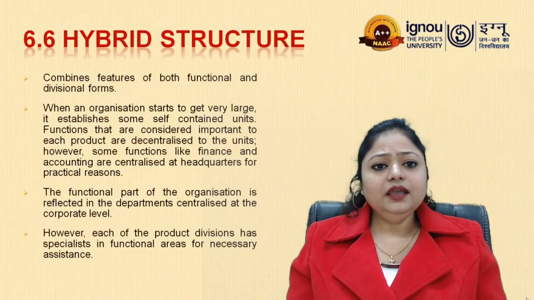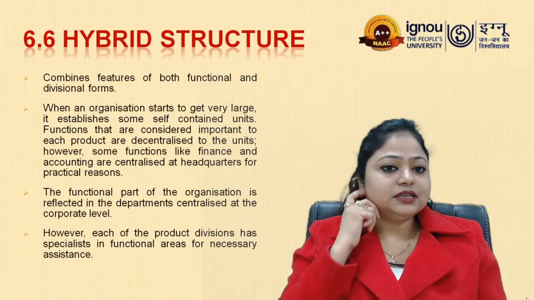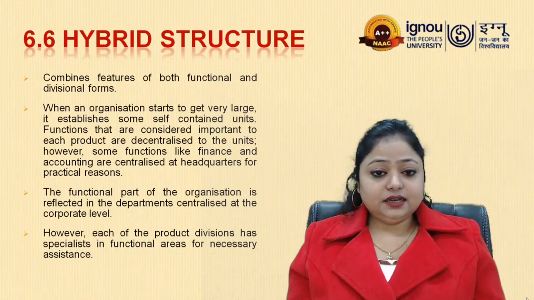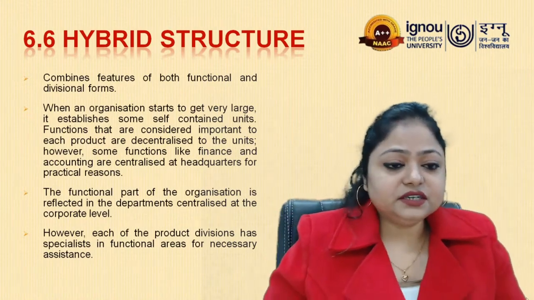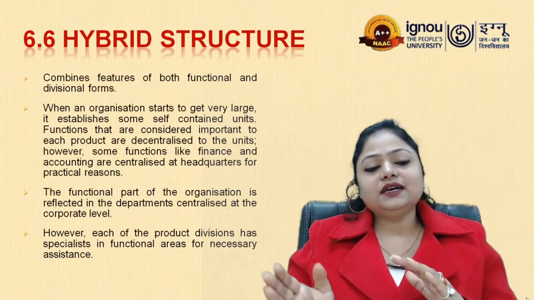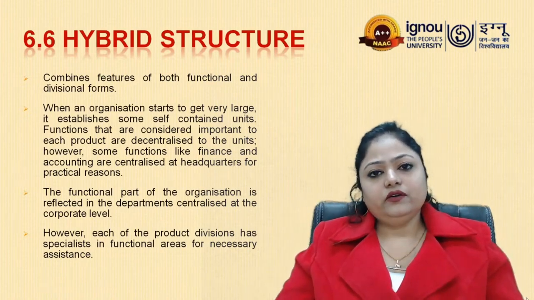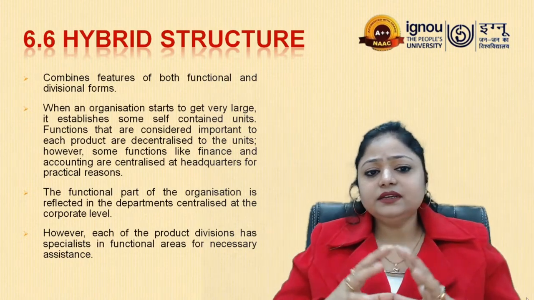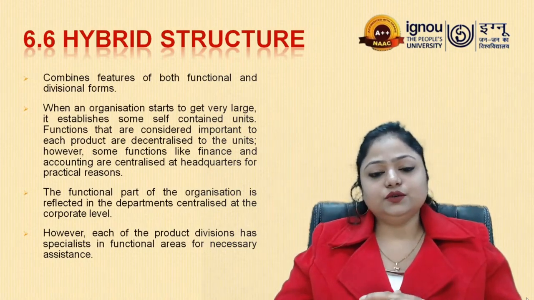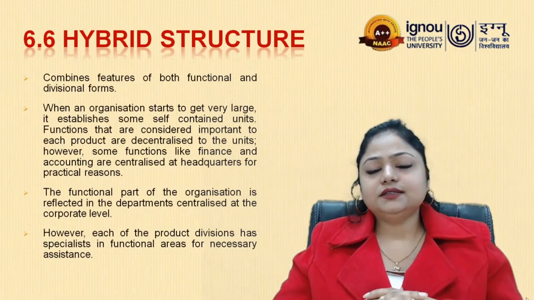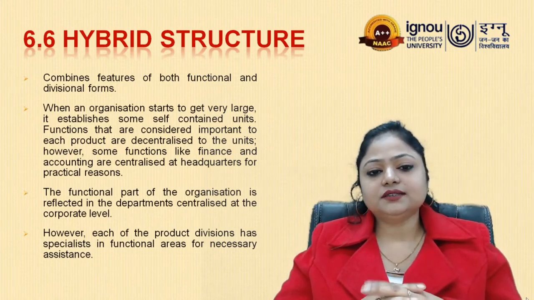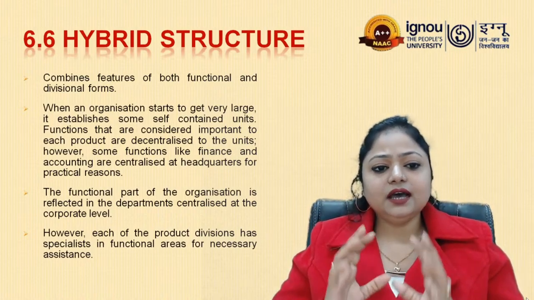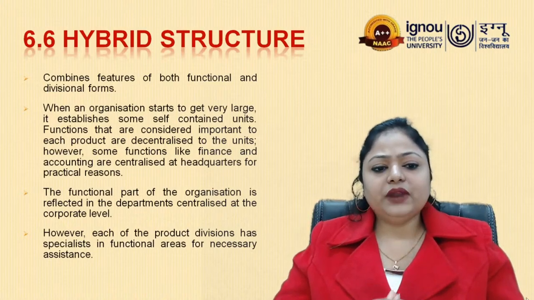Okay, then hybrid structure is another structure or design which we could consider here. It combines the features and advantages of the functional as well as the divisional form of organizational structures. So when organizations start to get very large, they establish some self-contained units. Functions that are considered important to each product are decentralized to the units. However, some functions like finance and accounting are centralized at headquarters for practical reasons.